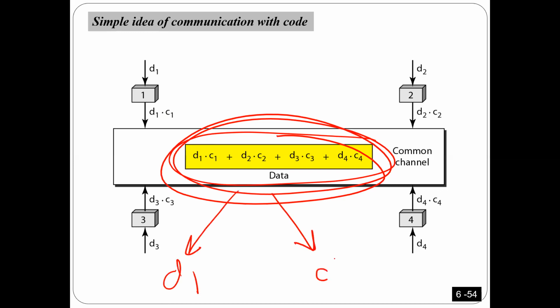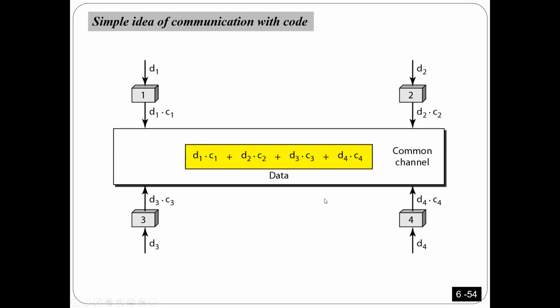I can extract D2 from here. I can extract D3. I can extract D4 after they are added together. Okay. The interesting thing is the way you are going to select this code, these codes are not random numbers.